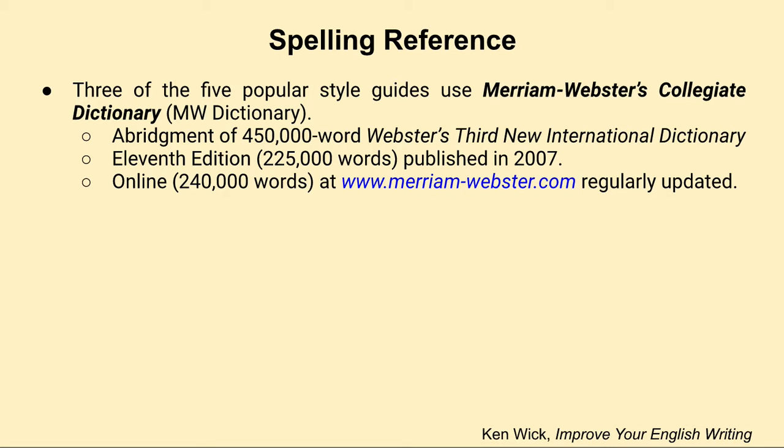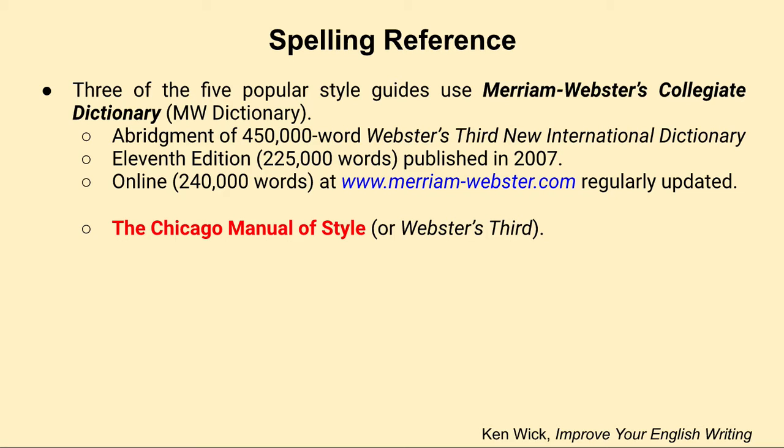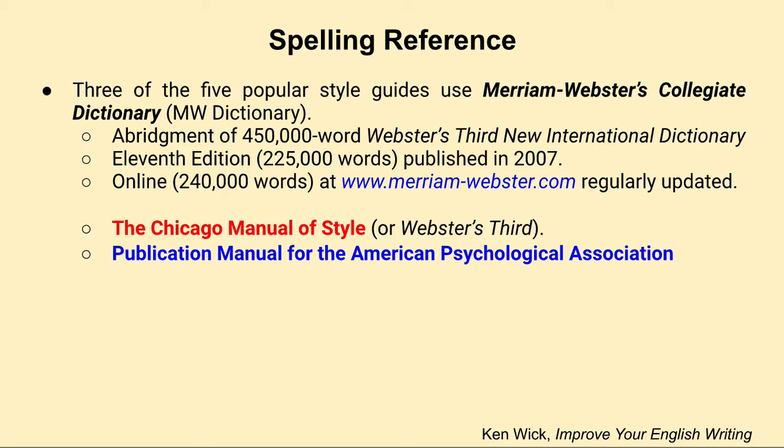And the style guides that use it are, one, the Chicago Manual of Style, or you can use the unabridged version. So it actually lists both. So you can use the collegiate version or the Webster's Third New International Dictionary. Also the Publication Manual of the American Psychological Association, or the APA, uses the Merriam-Webster Collegiate Dictionary. And the Gregg Reference Manual also uses it. So those are the 3 of the 5.